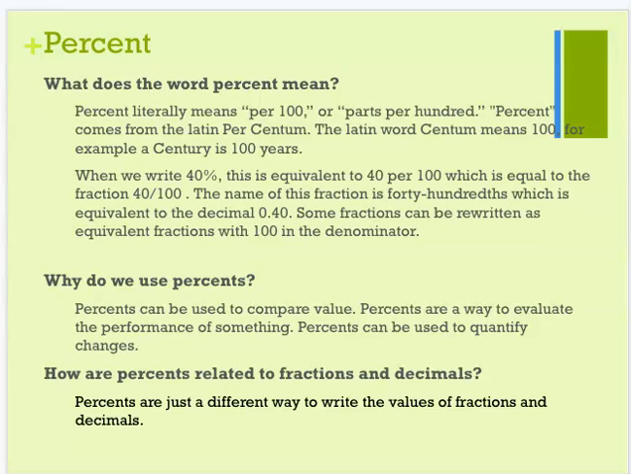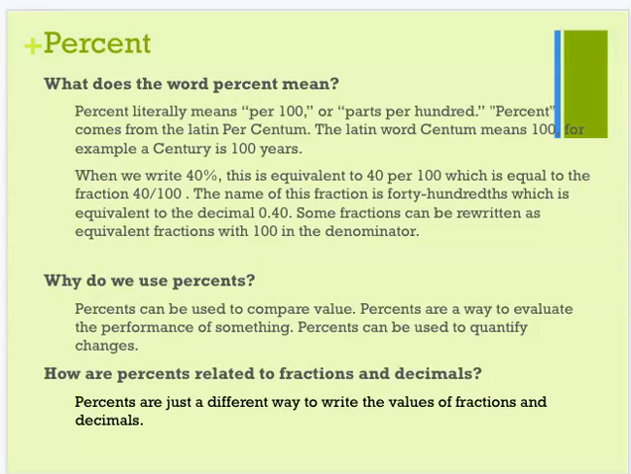And percents are familiar to us. Percents are a way to evaluate the performance of someone or something. For example, on a test, in a game, any statistics we use for sports, those kinds of things. Percents can be used to quantify changes, if things have increased or decreased, or if we have something on sale for a discount.